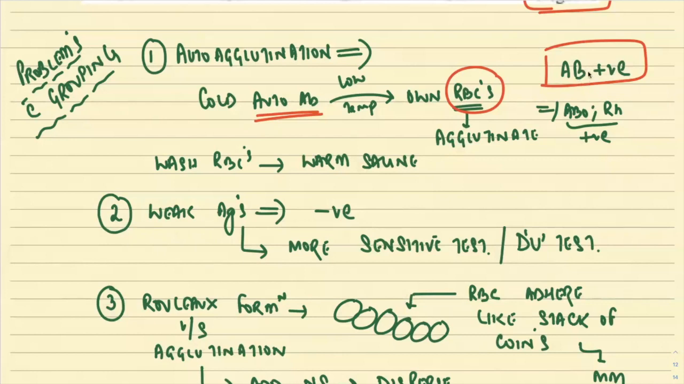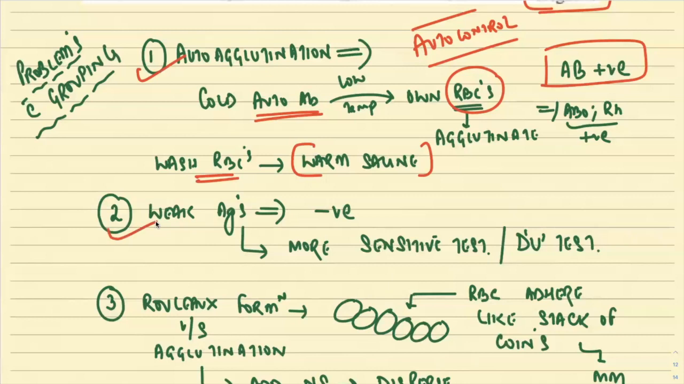So in such individuals, you should always carry out an auto control. Means before adding any reagent, just wait for 5 minutes and see whether the patient's own sample is clotting on its own. Okay, so what is the basic thing over here? You wash the RBCs with warm saline, okay, and then repeat the test. This is auto agglutination, the first problem.